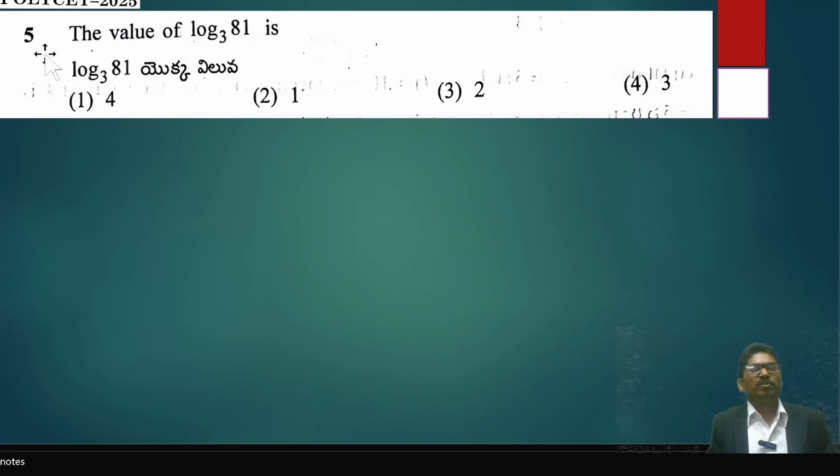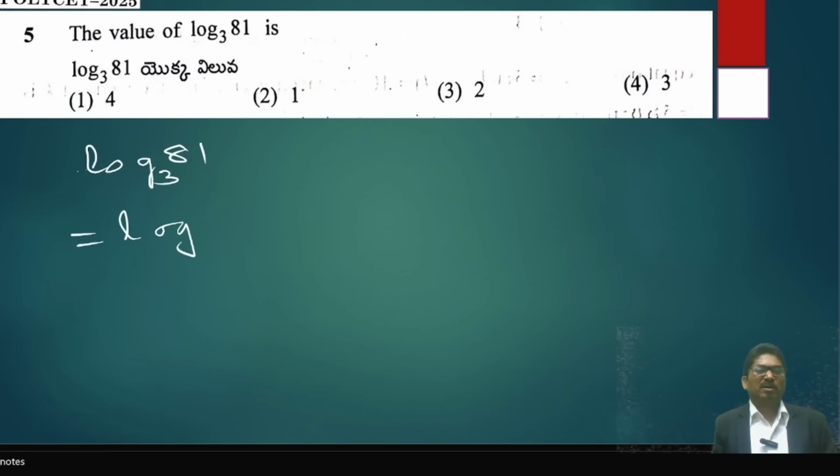Next, question 5. The value of log 81 base 3 is. To find this we have two methods. One method is, I think you may do it like this. Log 81 base 3 is equal to log of 3 to the power of 4 base 3, since 3 3s are 9, 9 3s are 27, 27 3s are 81.